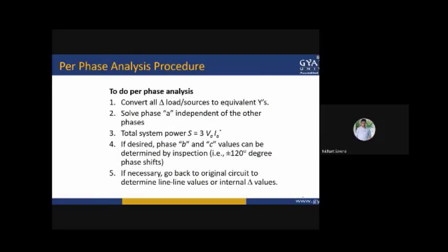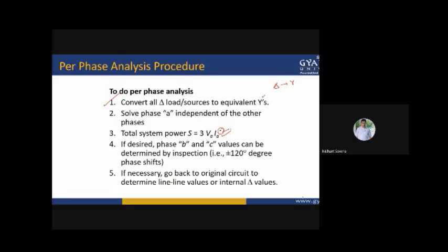Now, what is the per phase analysis procedure? The per phase analysis procedure states how we can do that. The very first step is converting all the delta connected loads or sources to their equivalent star connected ones. That means we have to do the delta to star conversion. Also, we have to solve phase A independent of the other phases. And the total system power is S equal to 3 VA into IA star.